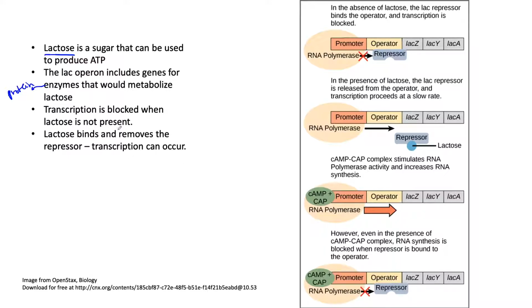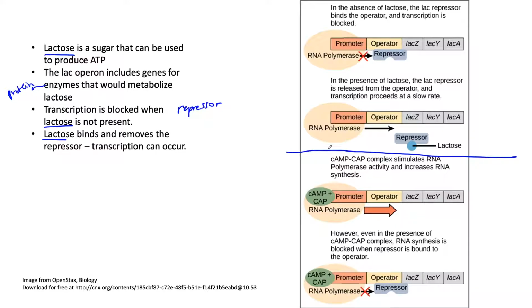Well, transcription is blocked by a repressor when lactose is not present. And that would make sense, right? Because why would I want to spend cellular energy making enzymes that break something down that I don't have? Now, when lactose is present, it can actually bind and change the repressor so that the repressor no longer can prevent transcription. Now we have one more thing we will talk about. I'm going to draw a line right here.